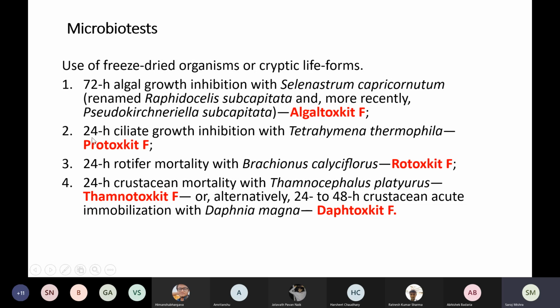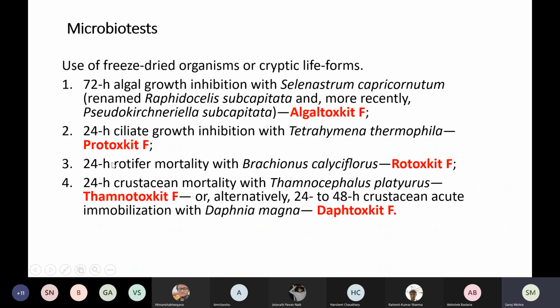Similarly, the second test which is normally performed is a 24-hour ciliate growth inhibition test, ciliates being like protozoa. The model organism chosen is Tetrahymena thermophila, and this kit is called the Protox kit F. Then rotifers, which are also very important components of the food chain. I will explain it to you. These rotifers are a different category of insects, and these also reside at the primary consumer level. This is called the Rotox kit.